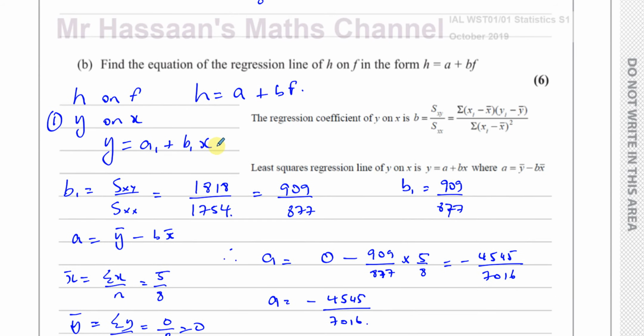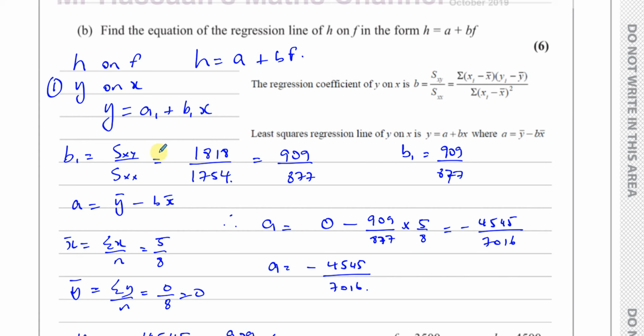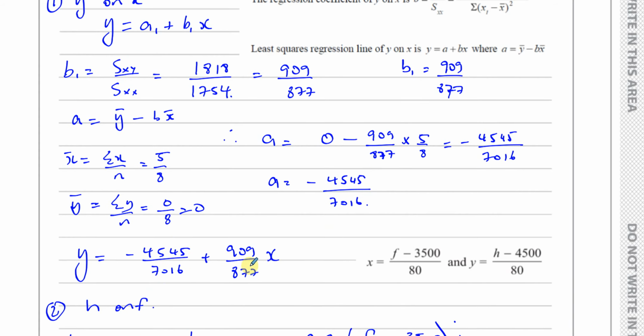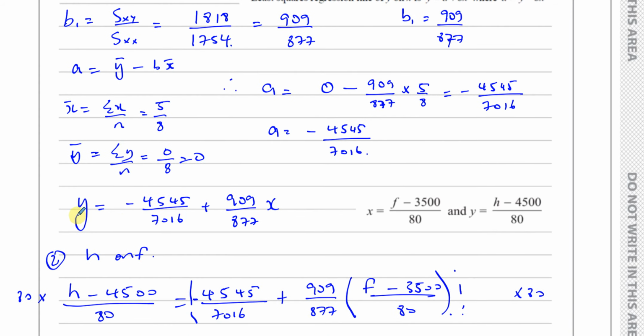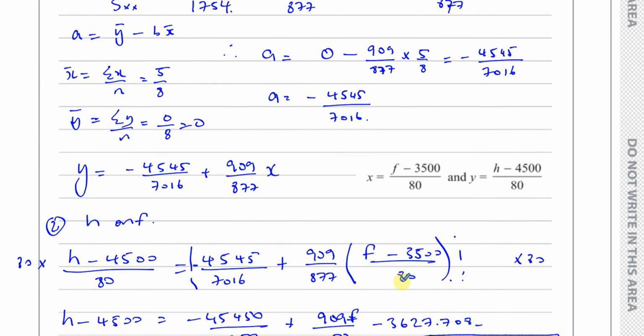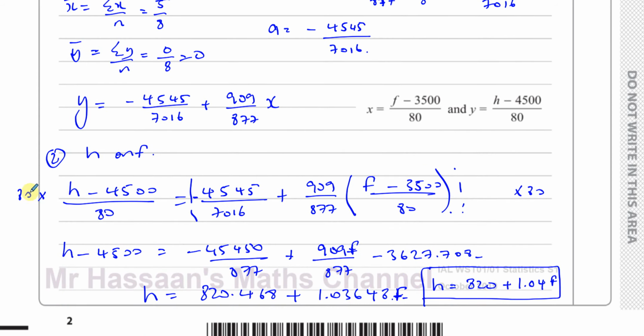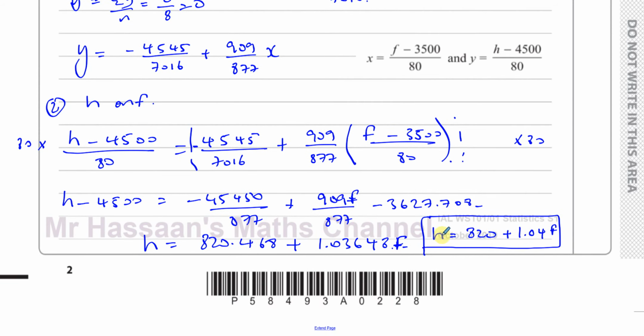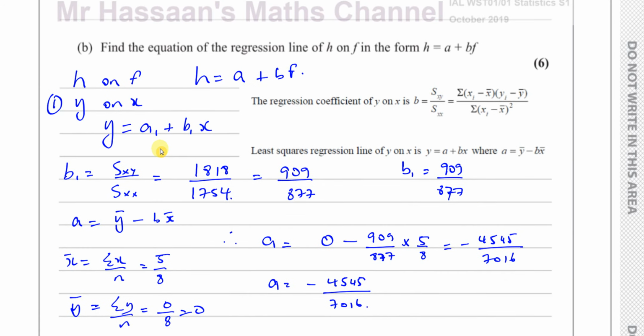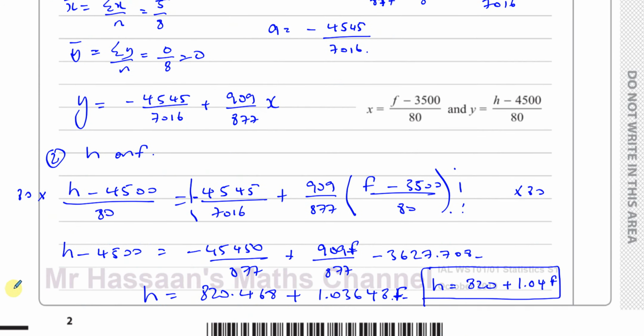So what did we do first? We found the regression line of y on x first, which is this, and then we replaced the y with the coding for y, and the x with the coding for x in terms of f, and then we rearranged it to make h the subject. Bit of manipulation here, but you have to be careful with your calculator and your values, but in the end we got there, and there's the answer to this question. That's part B. Now for part C.